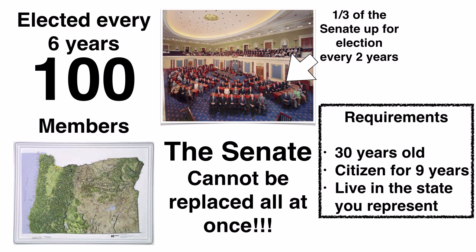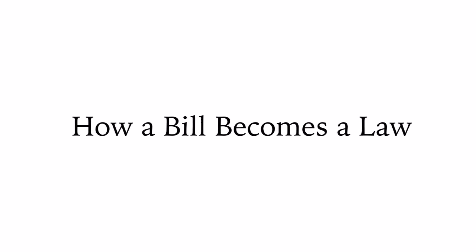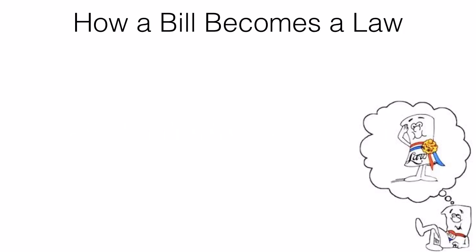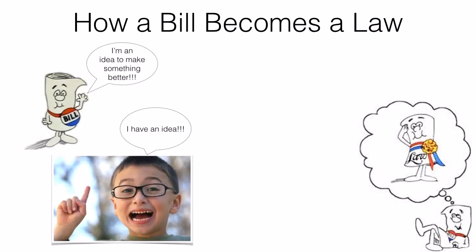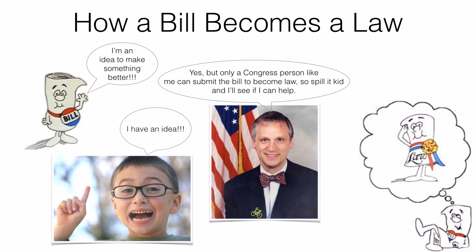The House and Senate have similar jobs, which is to create laws. The differences between the two groups can best be seen by looking at how a bill becomes a law. So, what is a bill? Well, simply put, a bill is a solution to a problem. Anyone can come up with an idea for a bill, but only a member of Congress can submit it for consideration. A bill can become a law only if it makes it through the following steps.